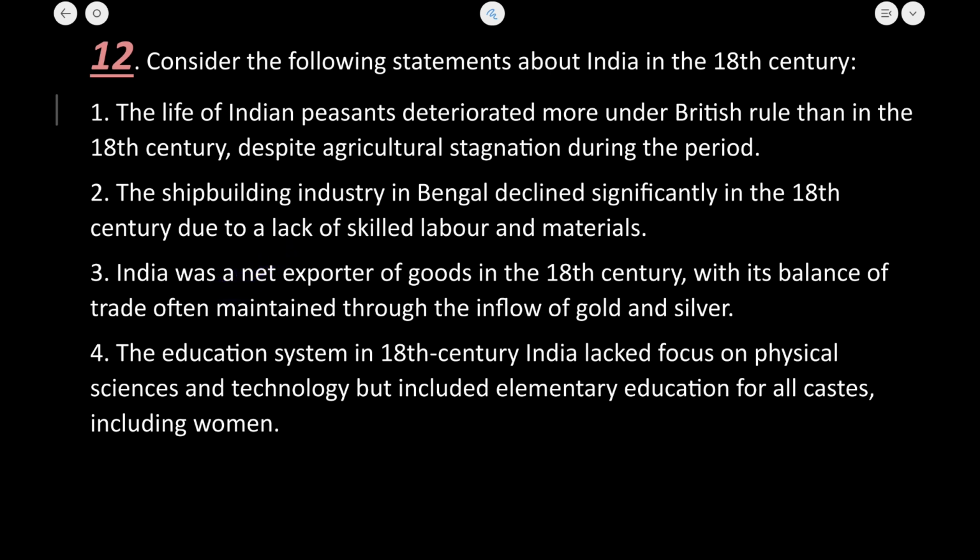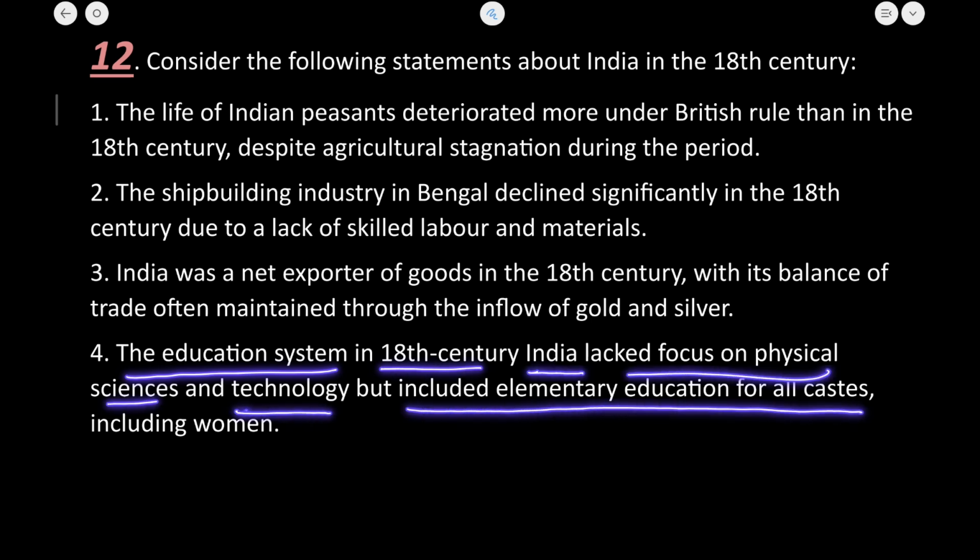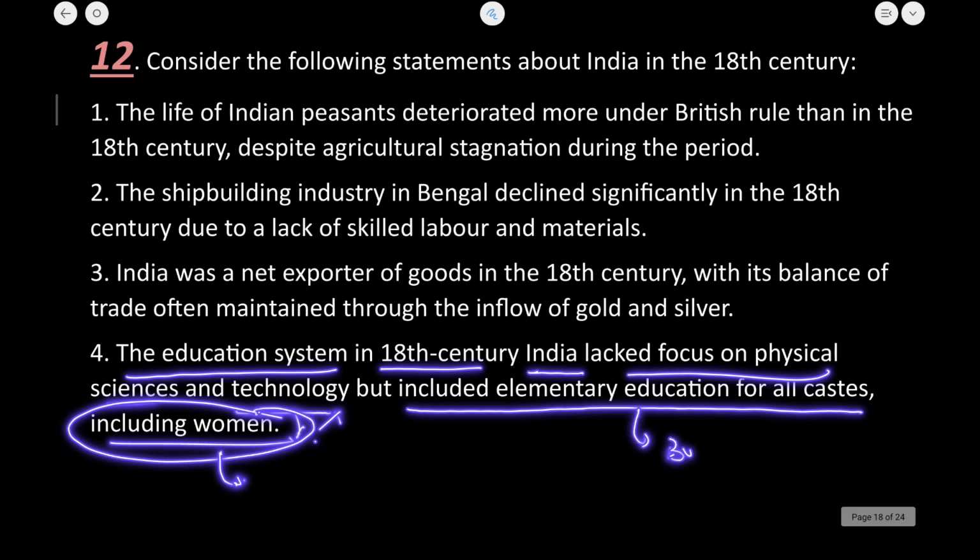Next is: the education system in 18th century India lacked focus on physical sciences and technology but included elementary education for all castes including women. ठीक है, अभी बात तो सही है, बट अगर आपने ये लास्ट लाइन नहीं पढ़ी तो आप इसको गलत कर दोगे. The statement is incorrect.